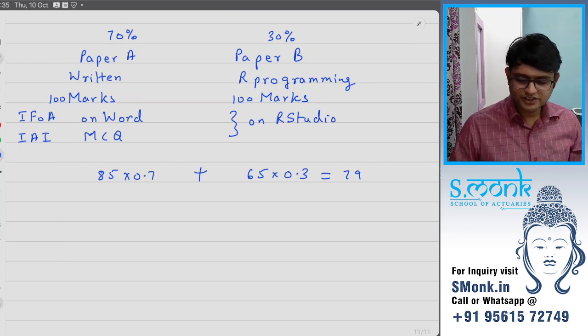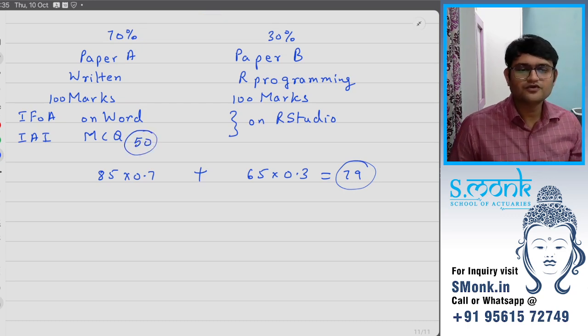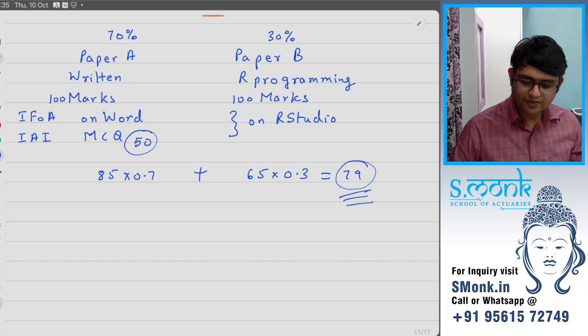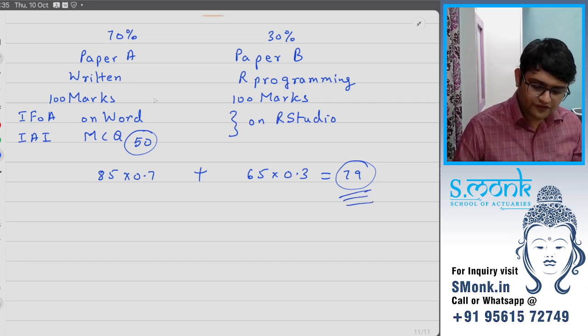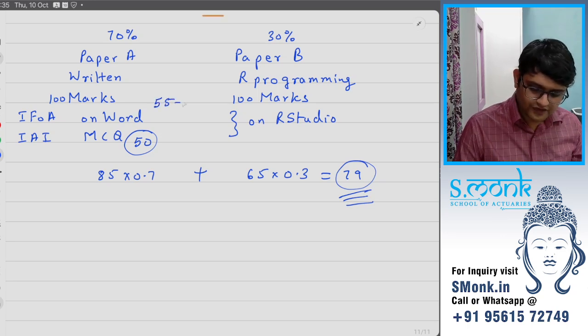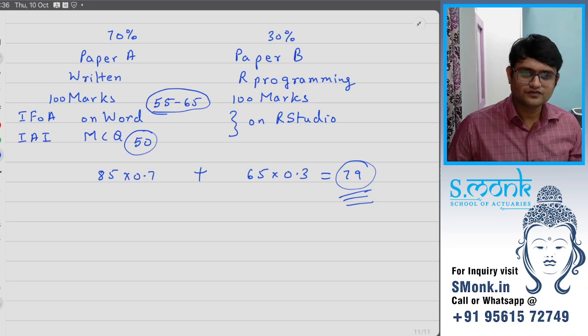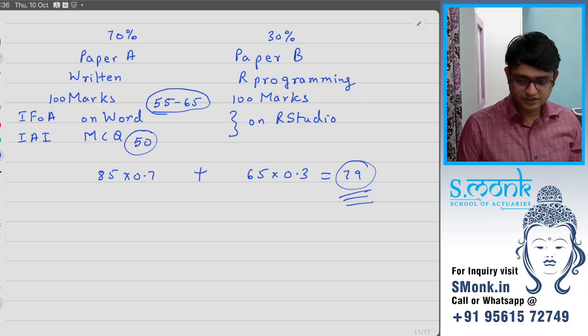This final mark should be above the passing mark. IAI has kept the passing mark fixed at 50. So if you're giving paper from IAI, this combined should be above 50. And if you're giving from IFOA, it's a variable passing mark. Usually it ranges anywhere from 55 to 65. So let's assume that we have to score above 65. We have to definitely score above 65 marks.